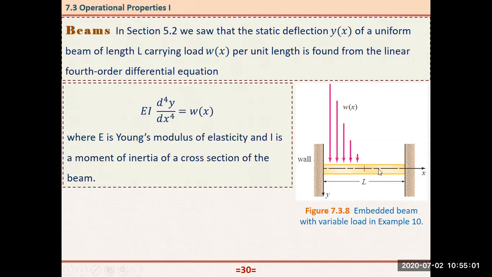Here we have a beam, and the load which is placed on this is also subject to change. It is a kind of function. It's not constant, right? Maybe here we have more load, here we have less and less, okay? So this model is given by this. You know what these things are, right? E is Young's modulus of elasticity, and I is the moment of inertia of a cross section of the beam.